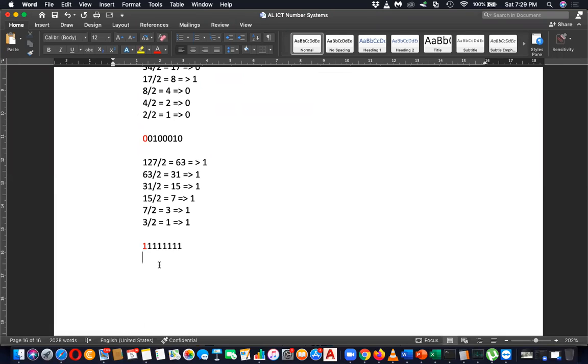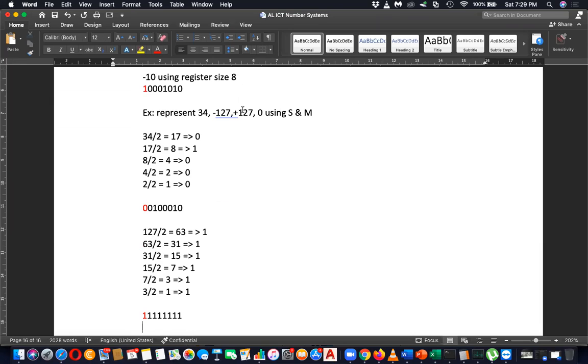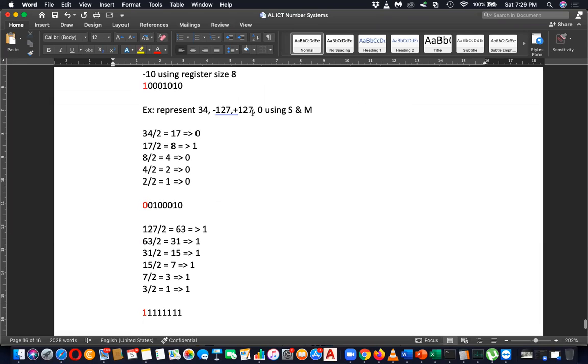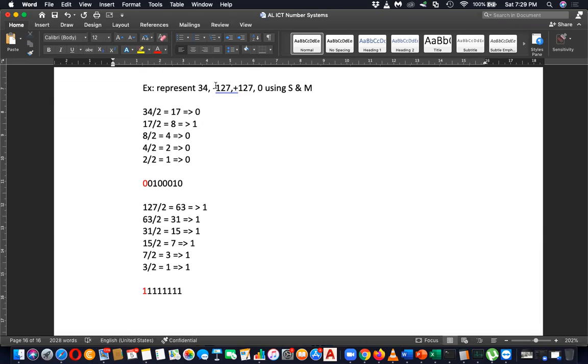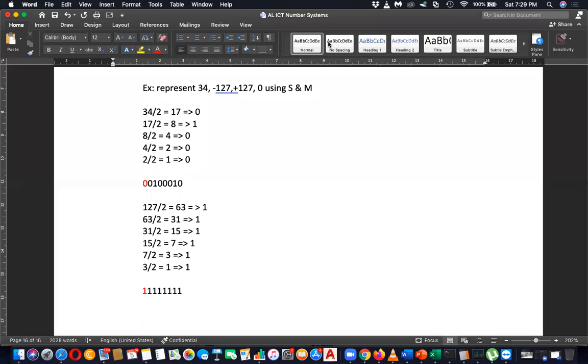If this is minus 127, what is plus 127? Or the next one? Yes, Netuli. What is that? Minus 127 makes this. What is plus 127? How do you represent the plus sign? Using 0. Plus using 0, then 127 it's the same. So this is how you represent plus 127.